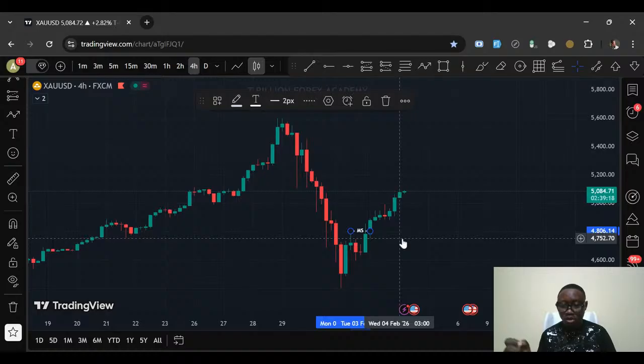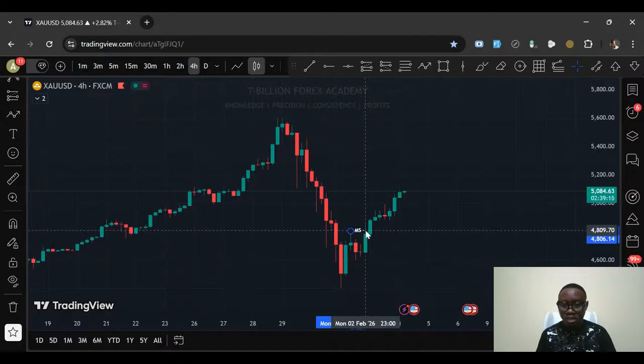Now, looking at this, this is the most recent market shift. Again, market shift, not a break of structure. This is the most recent market shift that I have here, right?